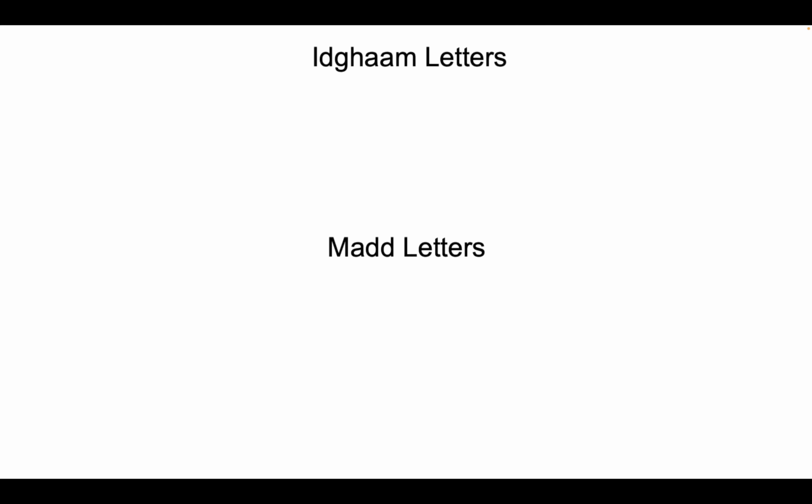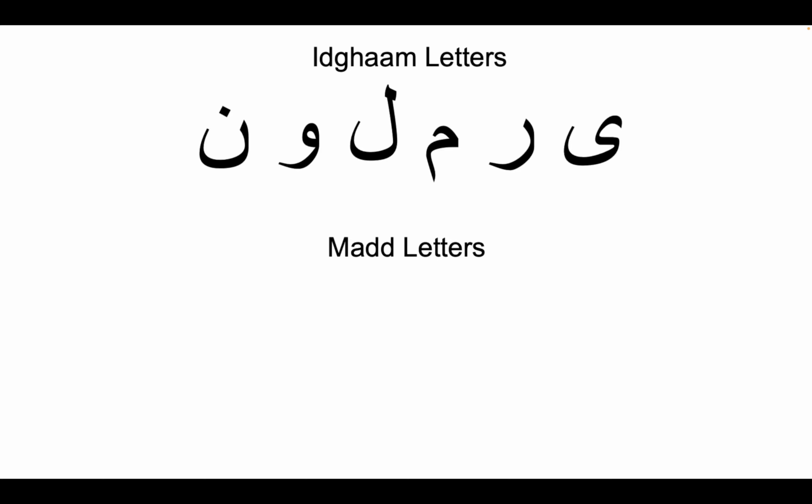Idgham letters, if you remember. Well, now you have learned idgham bi ghunna and idgham bi ghayr ghunna. There are 6 letters of idgham, which are yarmalun: ya, ra, mim, lam, waw, and noon. Ya, mim, waw, and noon are idgham bi ghunna, and lam and ra are idgham bi ghayr ghunna. Again, you can watch the ahkam and Nuun-as-Sakinah with Tanween videos to review. But these 6, ya, ra, mim, lam, waw, noon, or yarmalun, are the 6 letters of idgham.